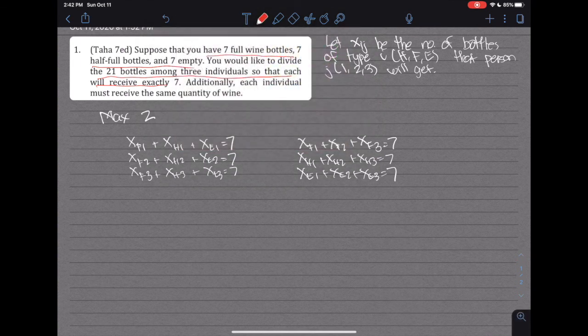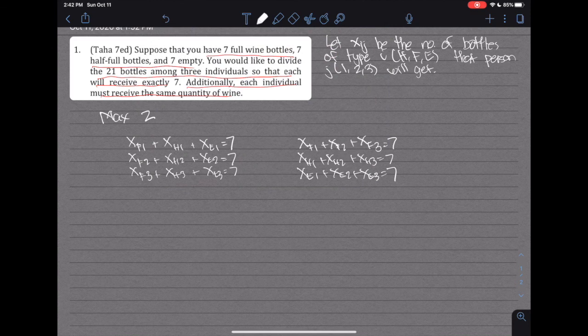The next constraint that we want to formulate is that each individual must receive the same quantity of wine. So, regardless of how many bottles they receive or the types of bottles that they receive, each individual must get the same amount of wine.